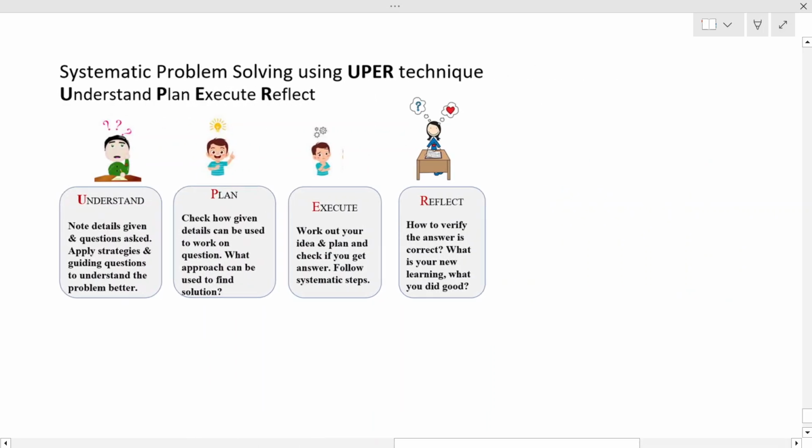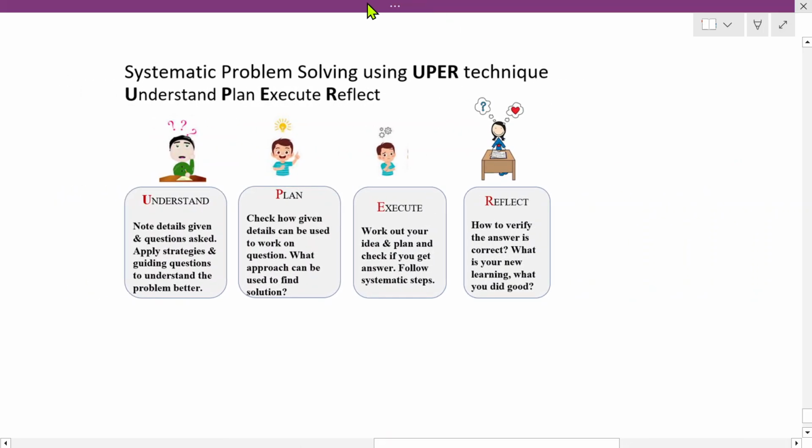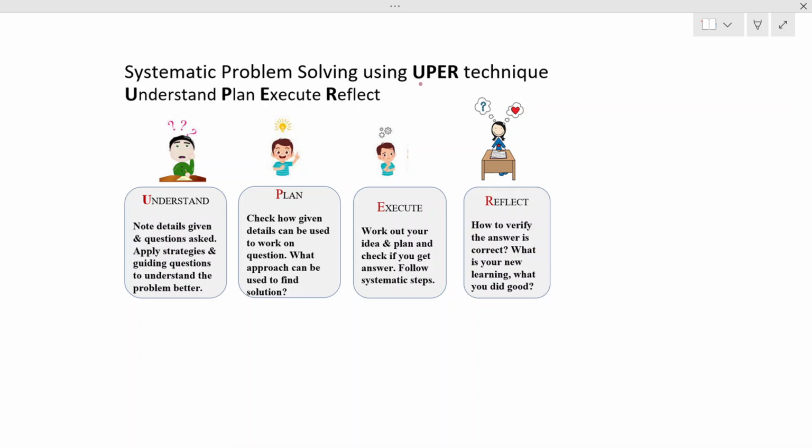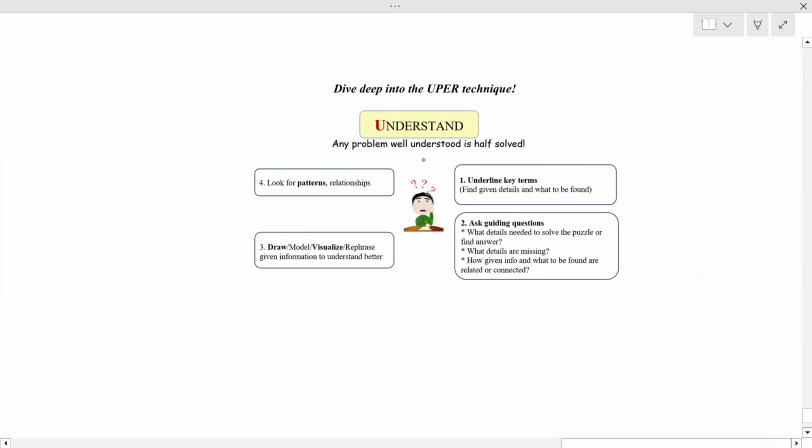As always, the technique that will be followed is called the UPER technique, the four-step technique, which will help children work systematically and follow the steps of understanding, planning, execute, and reflect. Understanding a problem is like half solved.